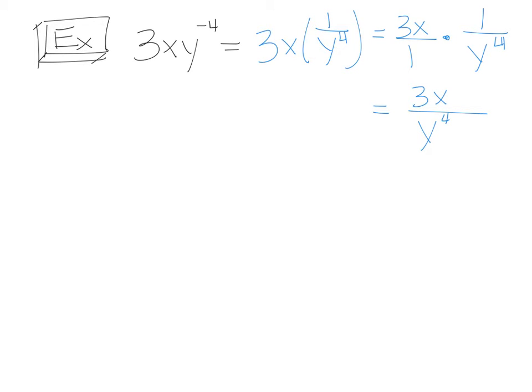So that's your answer. Look at the beginning, look at your original question: 3x, y to the negative 4th. We took the y and we did the reciprocal of it, 1 over y to the 4th. And then we put our original 3x over 1 times 1 over y to the 4th power. And then we just multiply straight across. Let's try another.